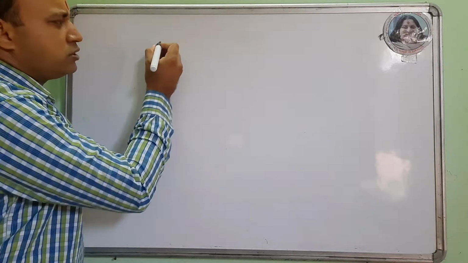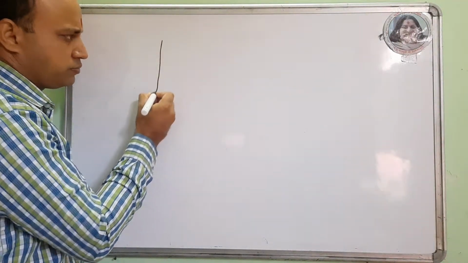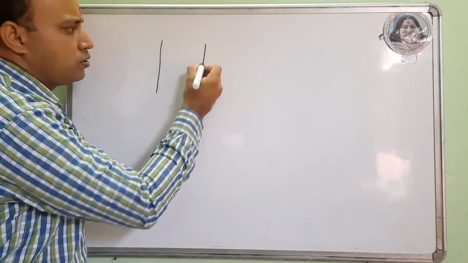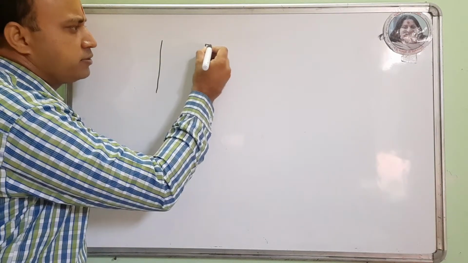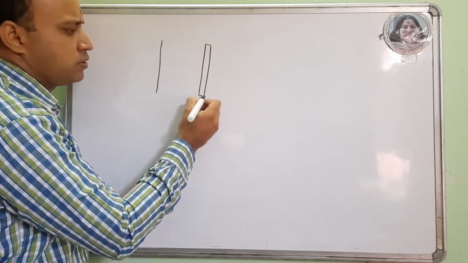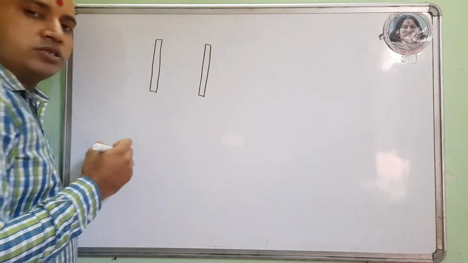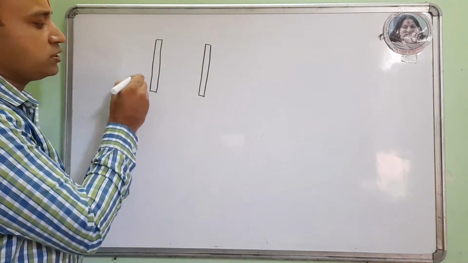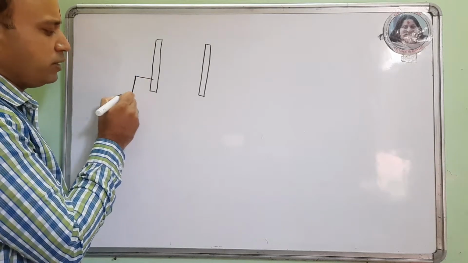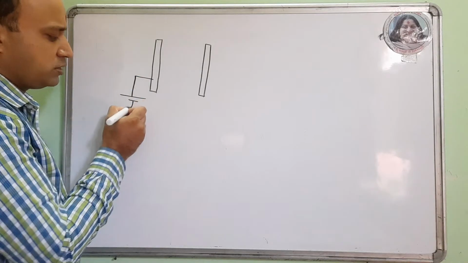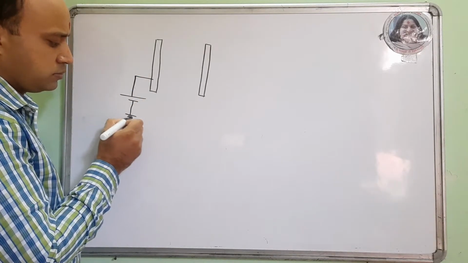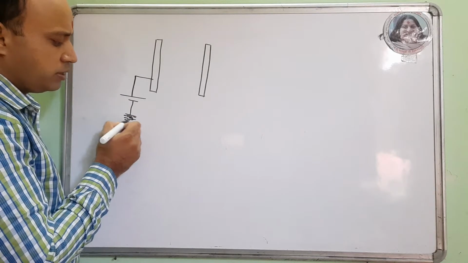See, I am talking about the simplest example of a plate. Suppose these plates are placed very close to each other and I join one plate with a cell whose negative terminal is earthed.